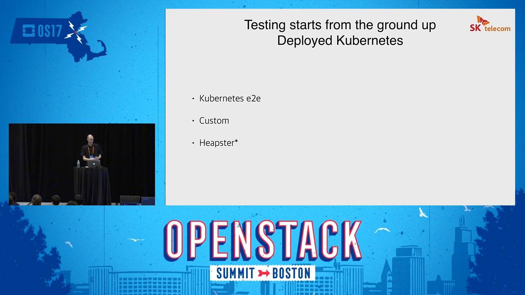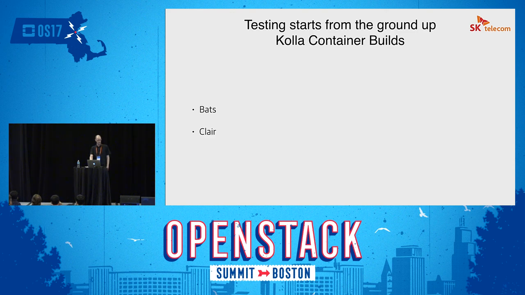So just a quick look at what we test and how we test it. We're trying to look at the Kubernetes end-to-end stuff. Obviously, if Kubernetes isn't working, then nothing else is going to work, so you want to make sure that's stable. Heapster is not a test, I get it. That said, we do use it to validate things, and we have our own custom scripts there. For the Kolla container builds, we inject some BATS tests just to validate users, processes, executables. And then we also use Clair for the static testing analysis. Clair's a nice idea, but the actual value, I would argue, is minimal. I could explain that later if anybody cares to argue.